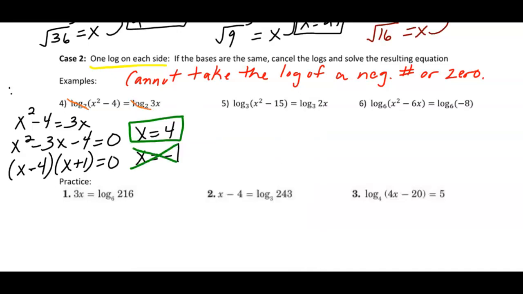Let's do another one. So for this one here, number 5, I have log base 3 equals log base 3. So the logs have the same base. I'm going to just cancel them off and solve my equation. Another quadratic, so set it equal to 0.